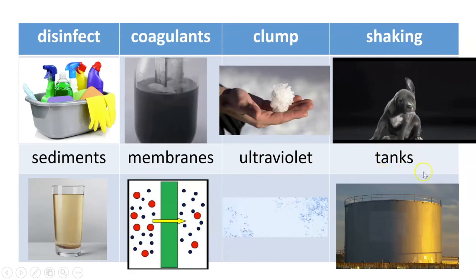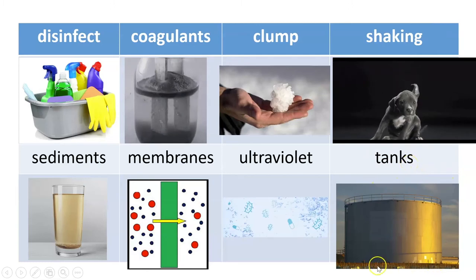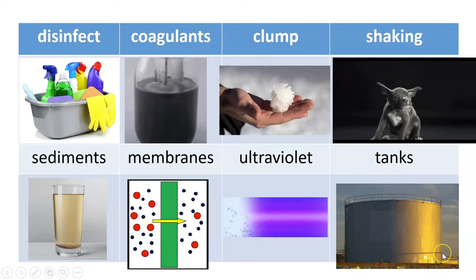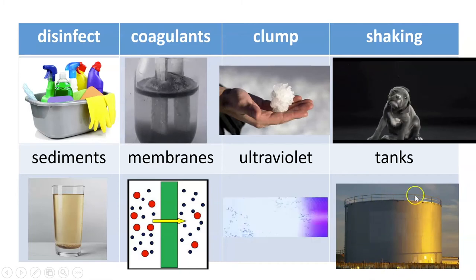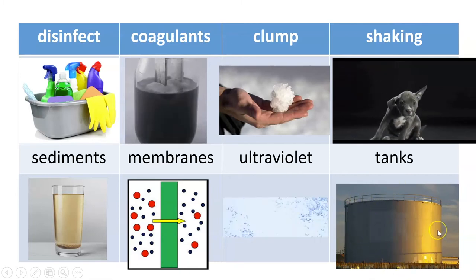And lastly, we have tanks. This word here is plural because we have an S on the end. In the image, we have the singular. We just have one tank. So water might be put into tanks, large holding chambers. Large containers to hold the water, tanks.